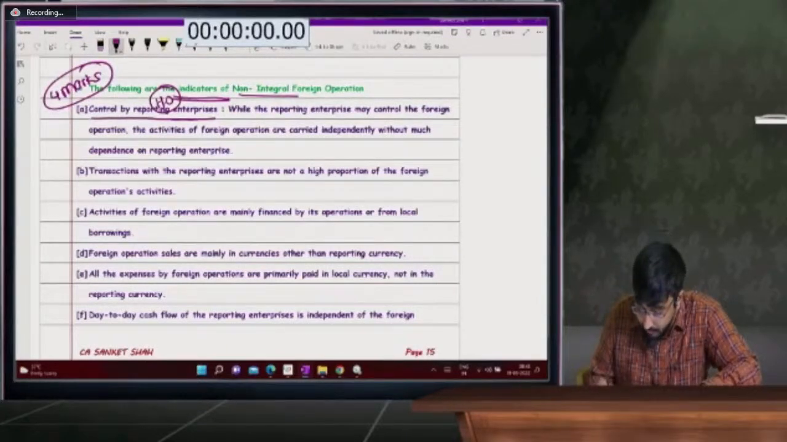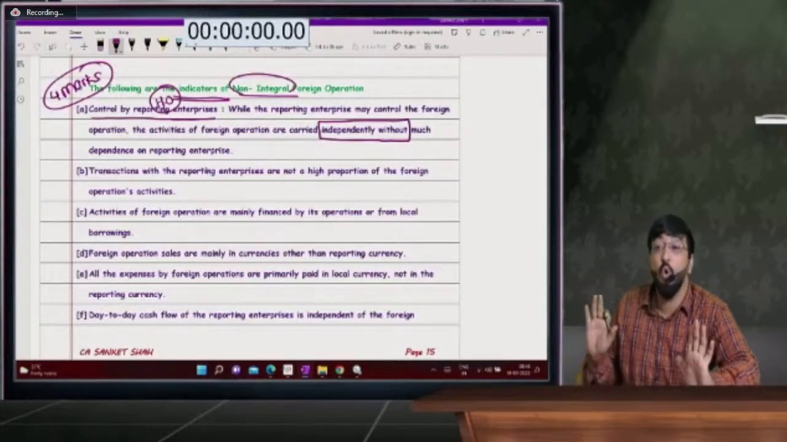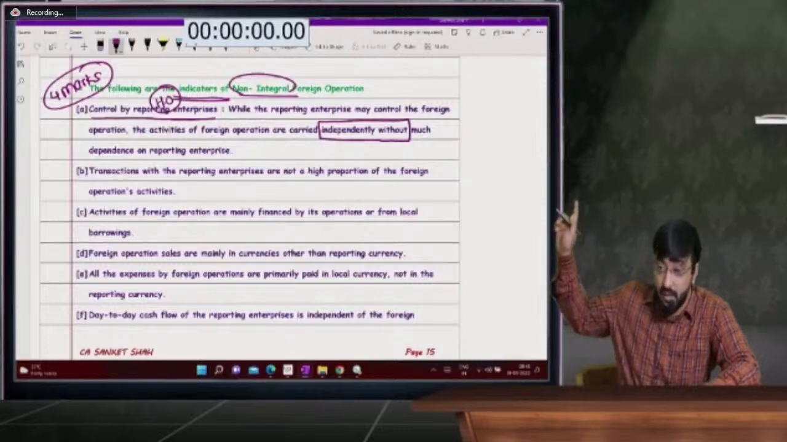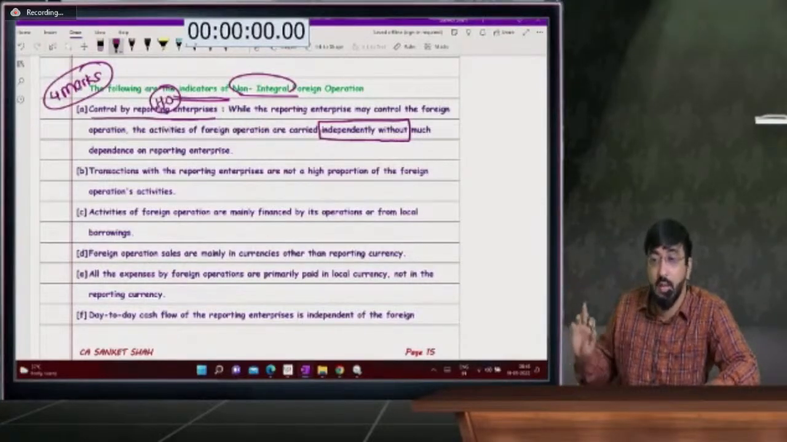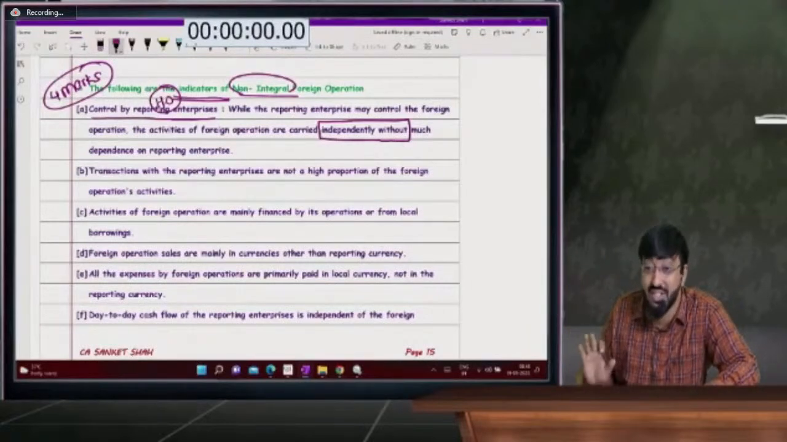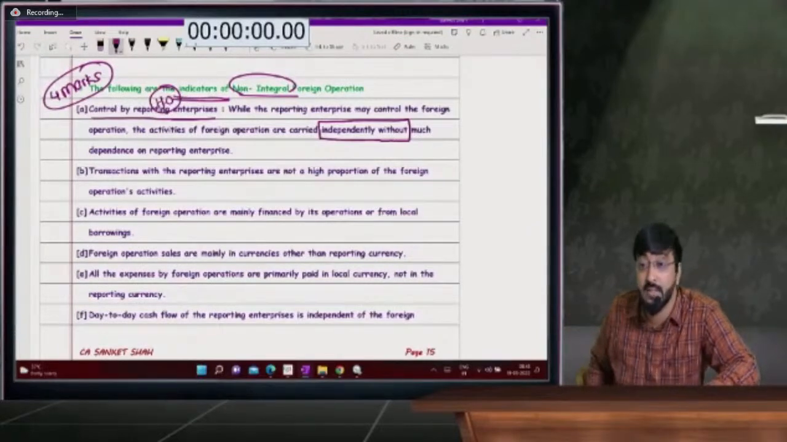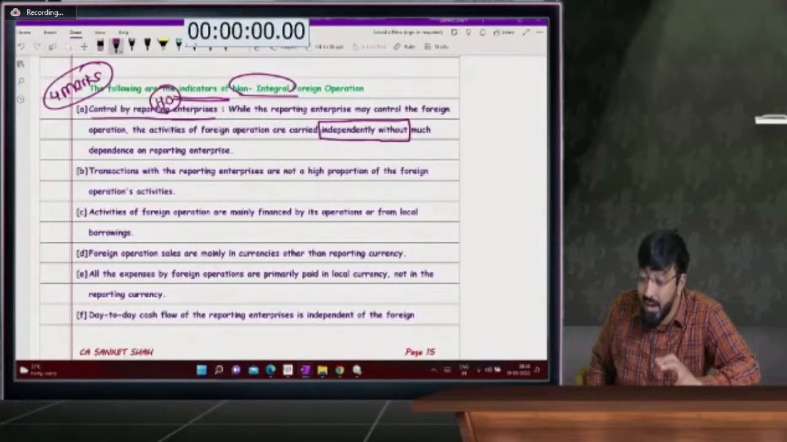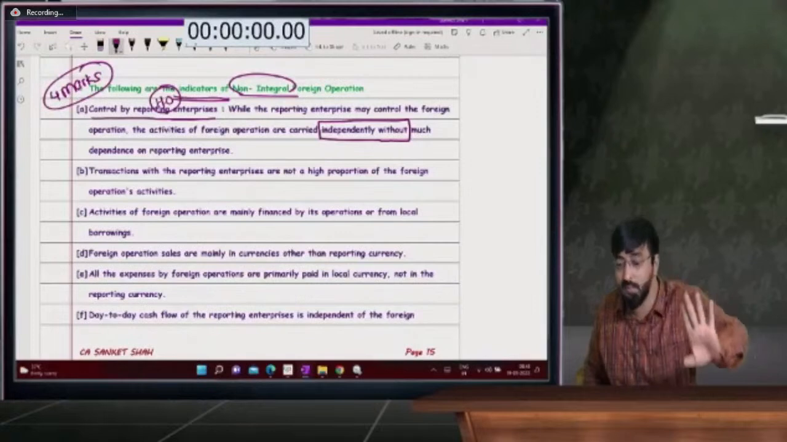Non-integral, independently. Okay. So for non-integral, what is the indication? That there is no control by reporting enterprise. Independently, without any control, that for example, US branch is not depending on head office. They have own transactions. There is no interference by head office. Simple. Simple. I will give you the simple example.